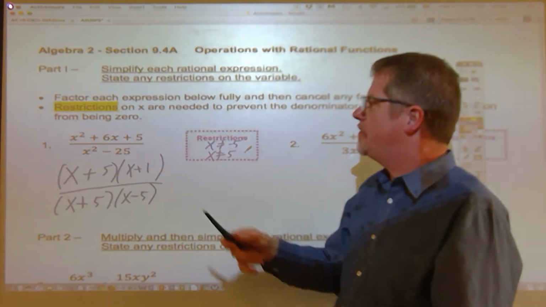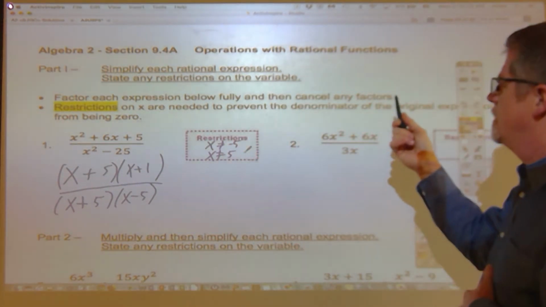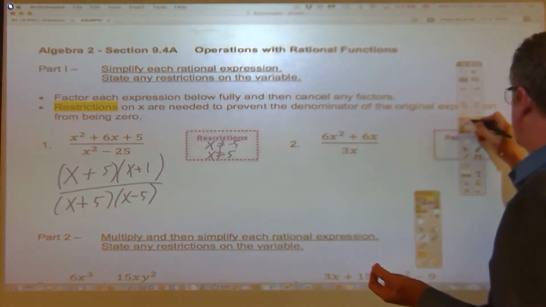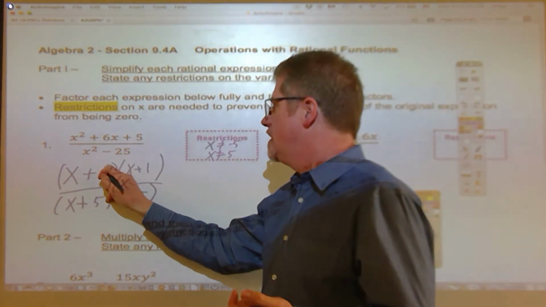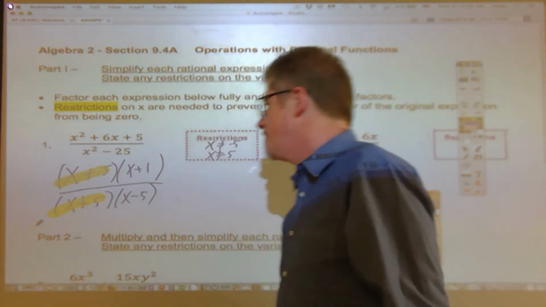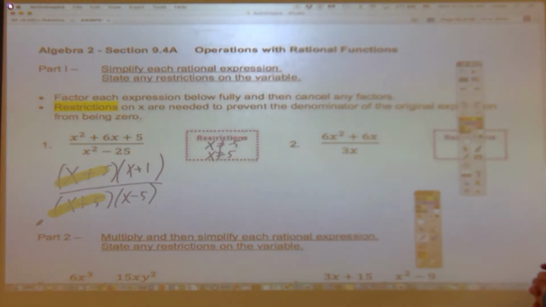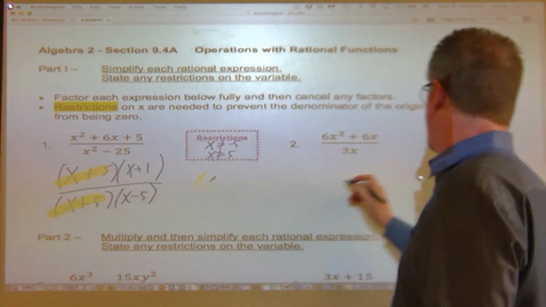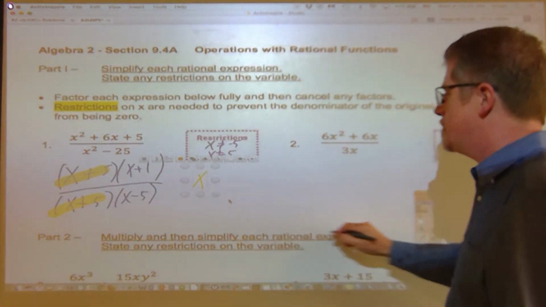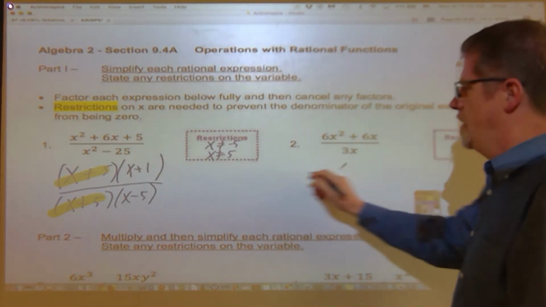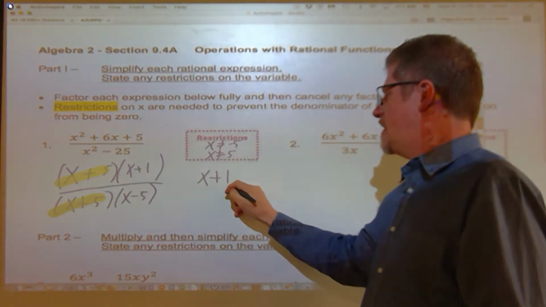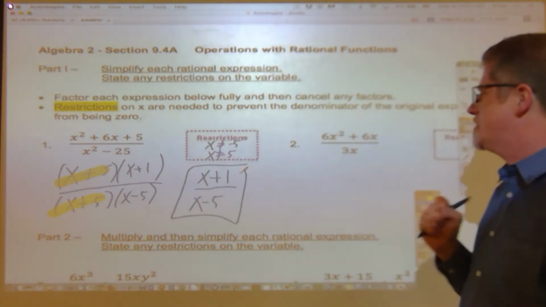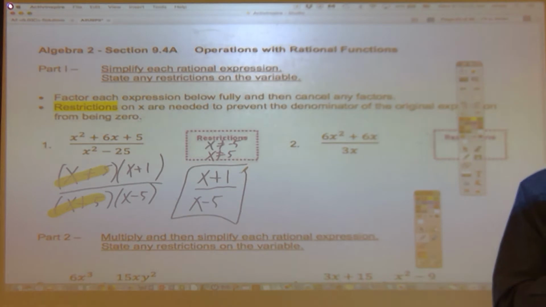Any questions on how to factor the expression below fully? Cancel any factors. So to follow the directions here, I need to go through and cancel the like factors. So it looks as though the answer to problem 1 is what's left post cancellation. The only thing that's left over is the x plus 1 upstairs, x minus 5 downstairs. The restrictions are in the box. Any questions on problem 1?